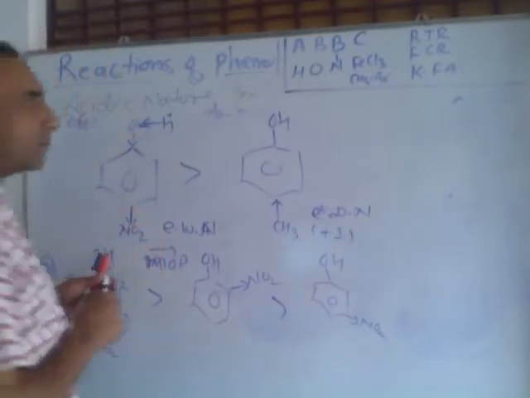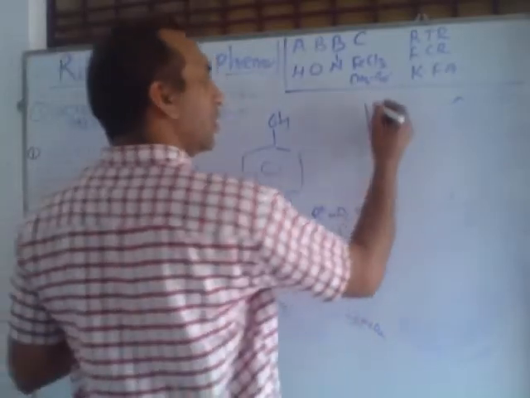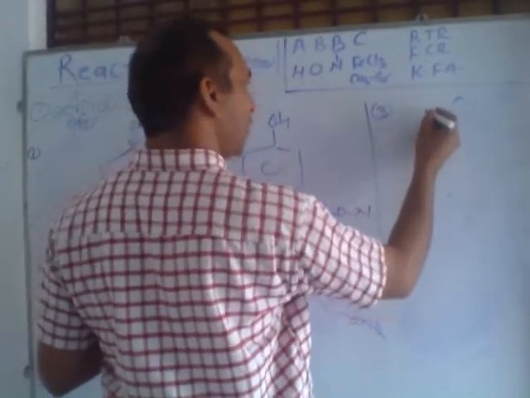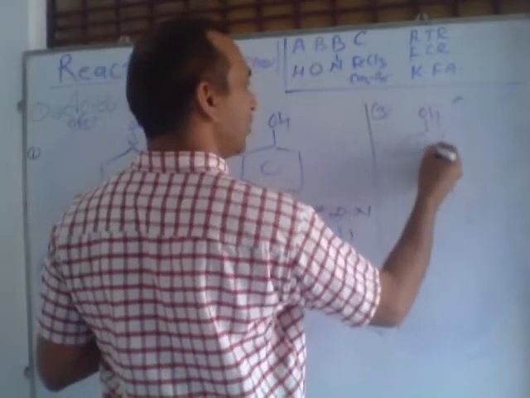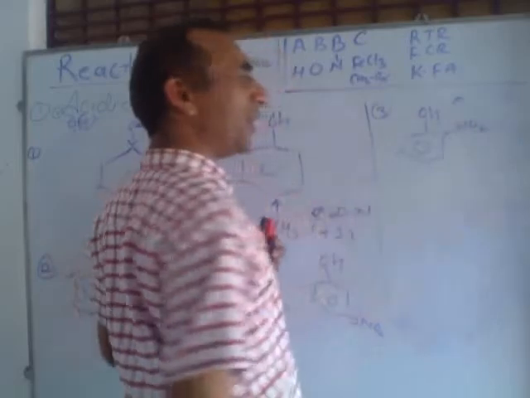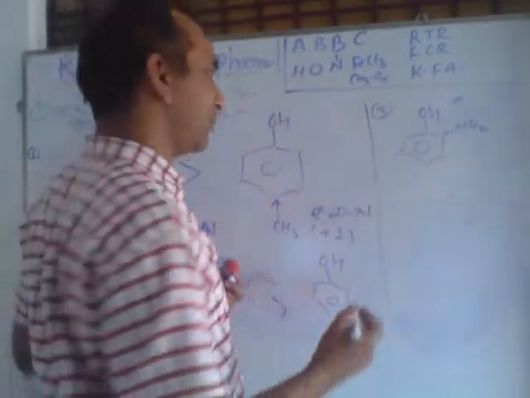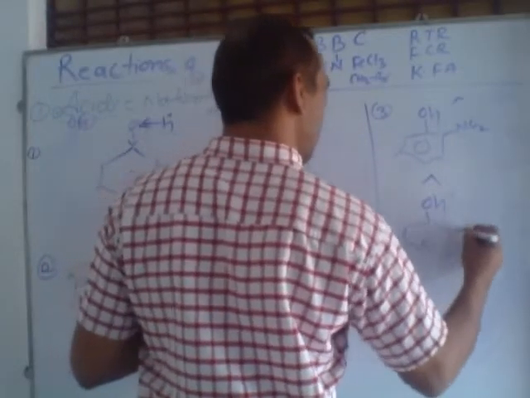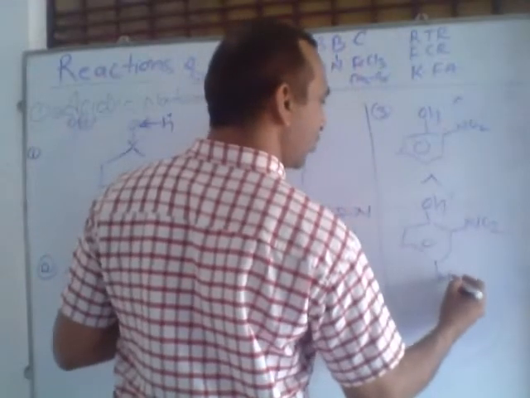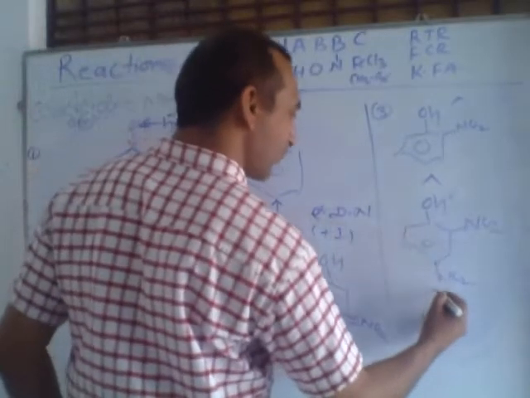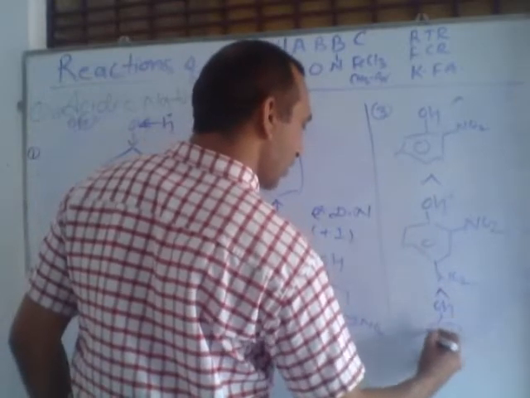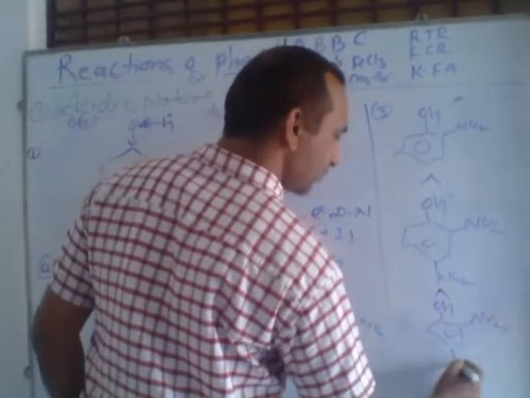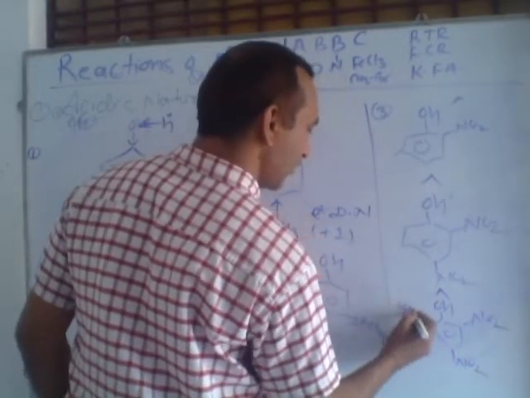And third is the number of groups. If in phenol only a single group is connected, this is less strong. The group is stronger if two nitro groups are connected. If there are three groups connected, it will be very strong.